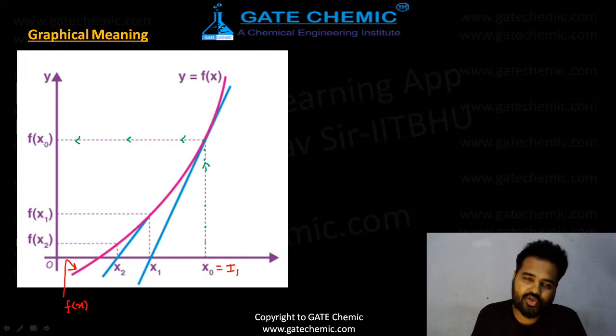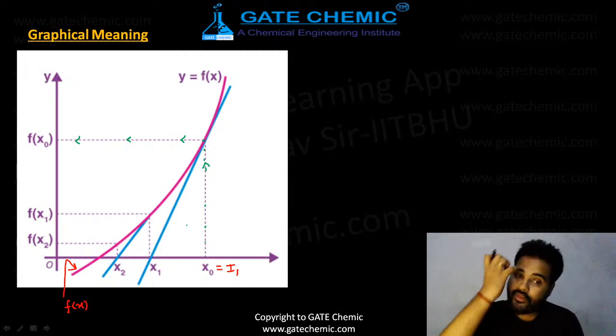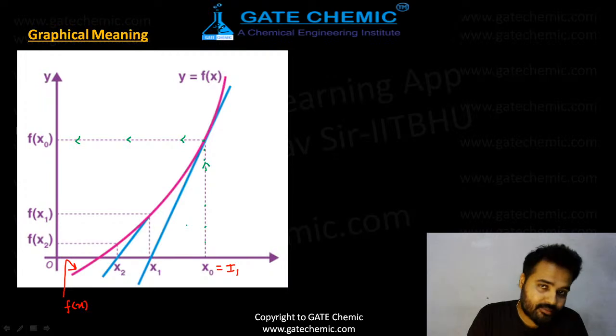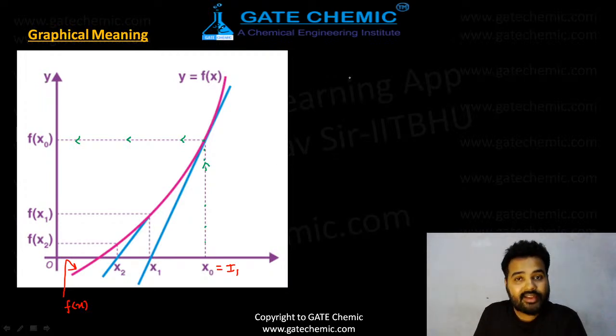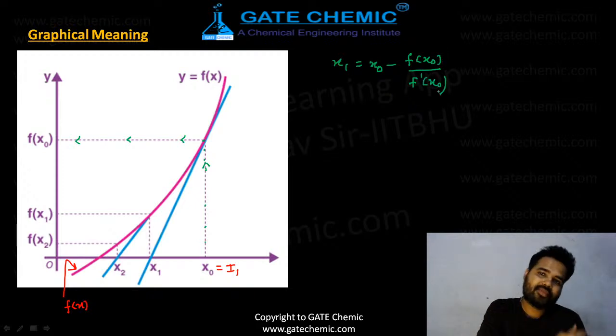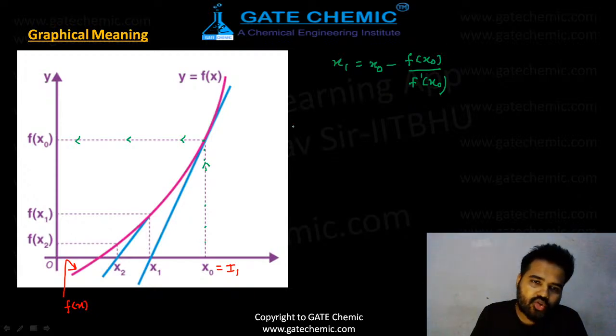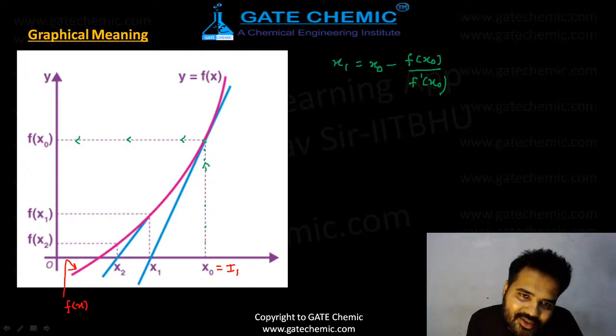f(x0) is not 0. That means our initial approximation is not correct. So this is my first step. Now, how to obtain x1? As you had already seen, x1 can be written as x0 minus f(x0) upon f dash(x0). On this graph, f dash means what? Differentiation. Differentiation means what? Tangent. So I am going to draw one tangent at this point.